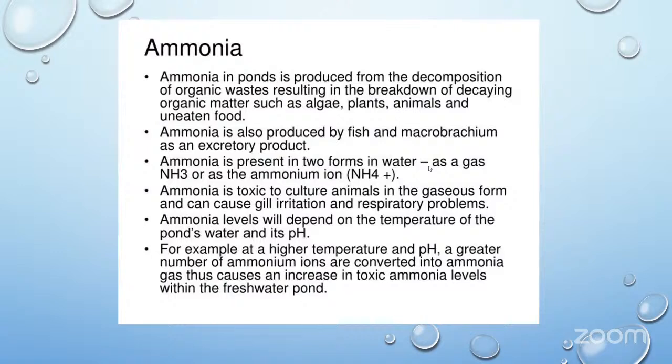Next is ammonia. Ammonia in ponds is produced from the decomposition of organic waste, resulting in the breakdown of decaying organic matter such as algae, plants, animals, and uneaten food. Ammonia is also produced by fish and macrobrachium as an excretory product.